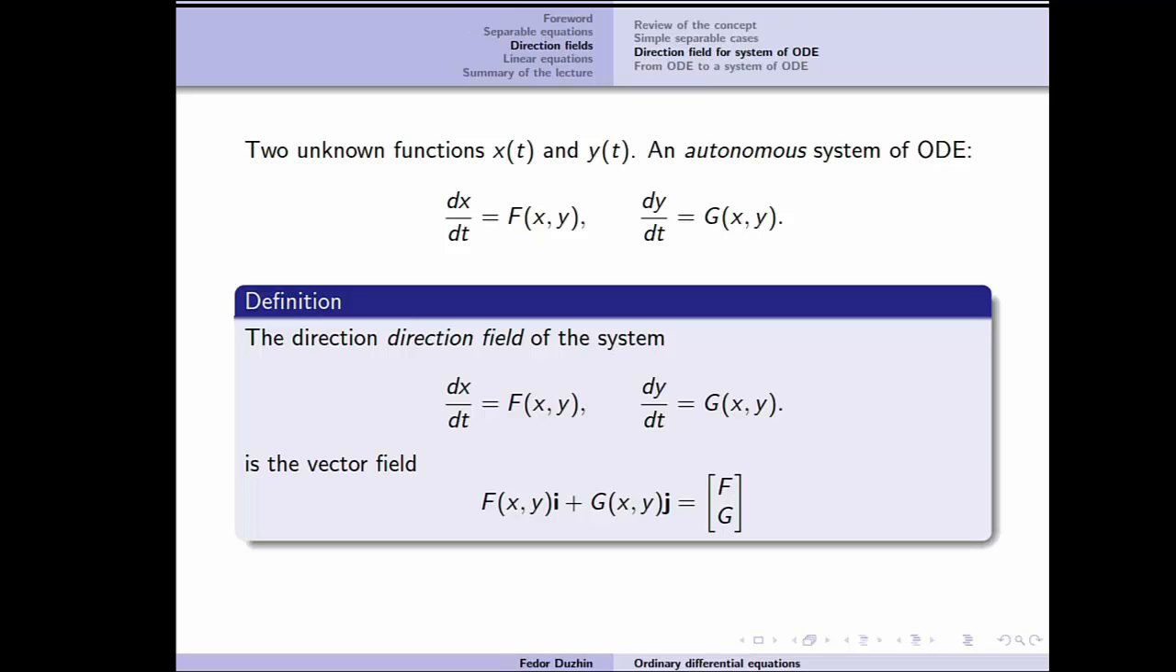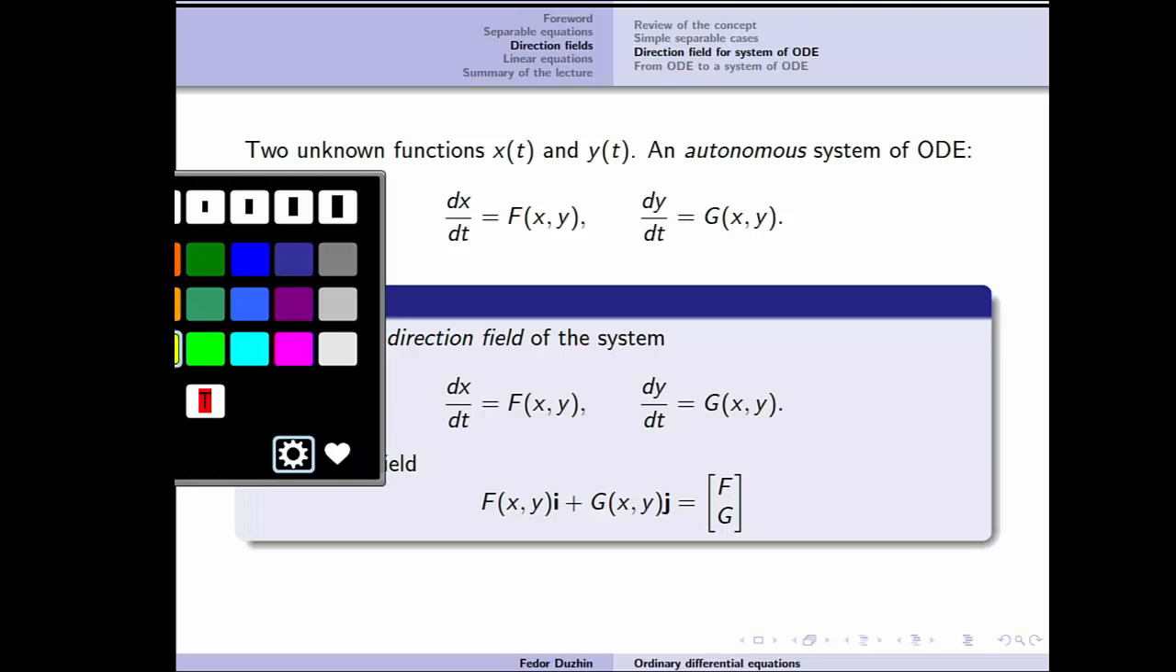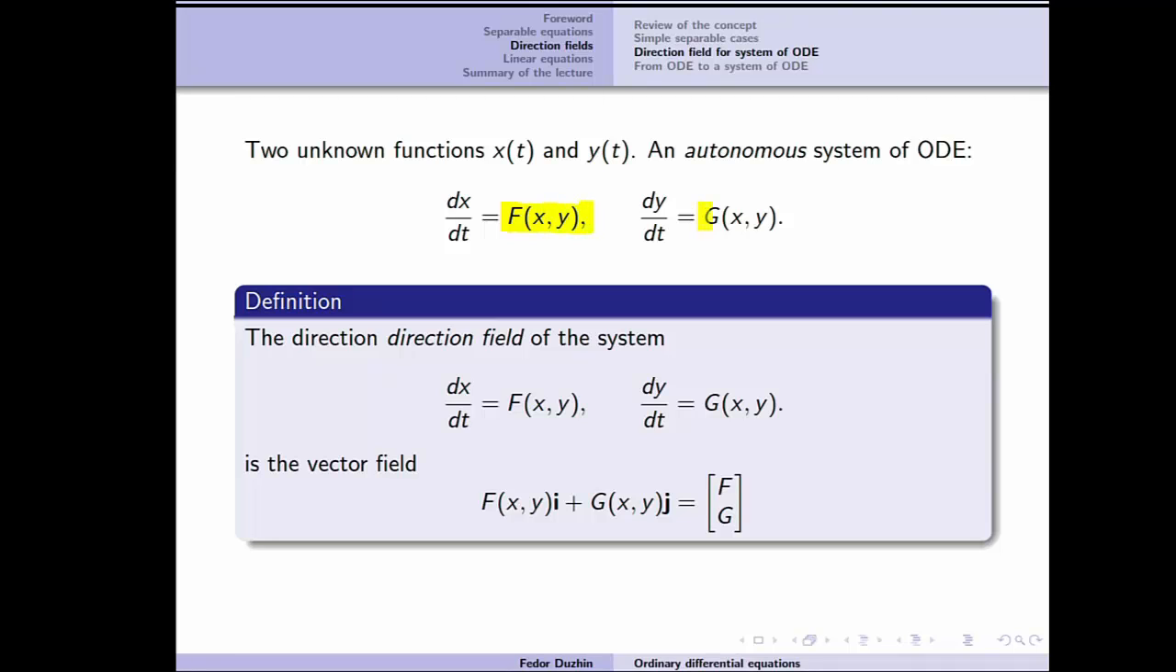we have two unknown functions, x and y, both functions of t. Notice that the right-hand side of our differential equation does not have t, so it is completely a function of x and y. Then, if we take these expressions f and g and combine them into a vector field, with the first component f and the second component g, we get the direction field of the system of differential equations.